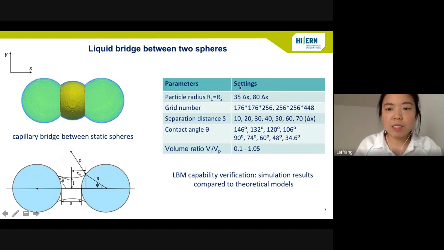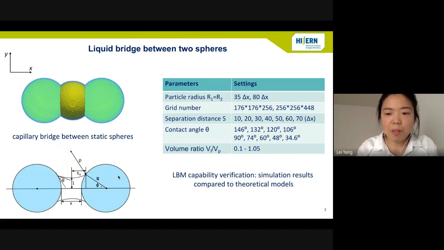The simulation settings can be found in the table. We have studied a wide range of contact angles, and also the droplet to particle volume ratio. And here we have to make clear some definitions, some variables which are very important for the capillary force: the contact angle theta, phi, the half filling angle, which is also called the embracing angle, and also the particle surface to surface separation distance, and the inner and the outer mean curvature of the bridge profile.